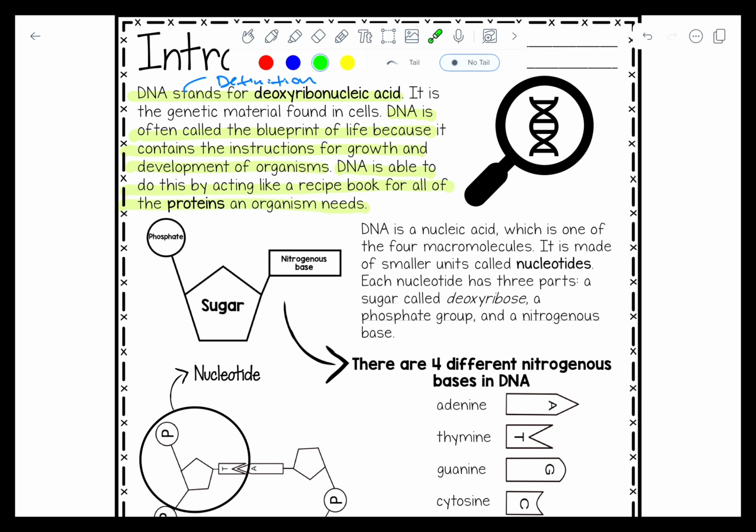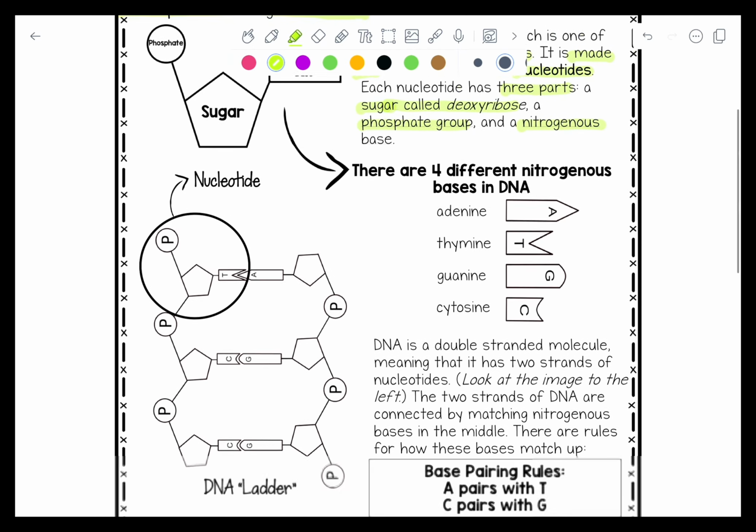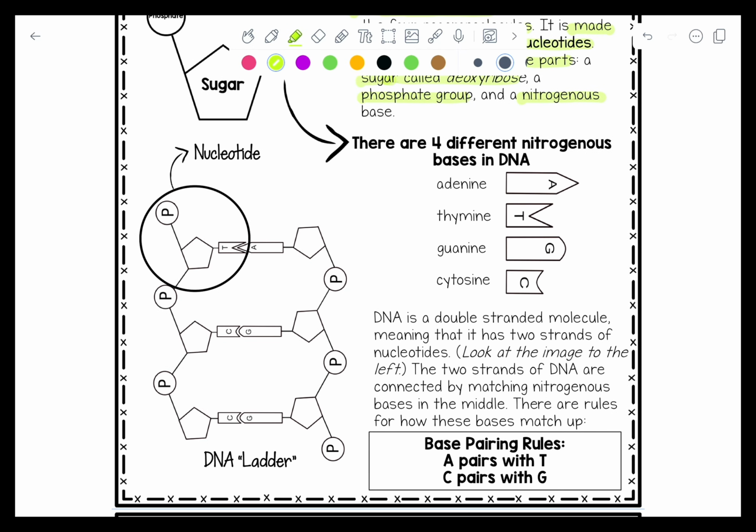So let's go ahead and do a little bit of highlighting here that DNA is a nucleic acid. It's one of the macromolecules. It's made of smaller units called nucleotides. So we're just going to say it's made of nucleotides. And each nucleotide has 3 parts: a sugar, called the deoxyribose, a phosphate group, and a nitrogenous base. Okay, so far so good. All right, let's go to the next section.